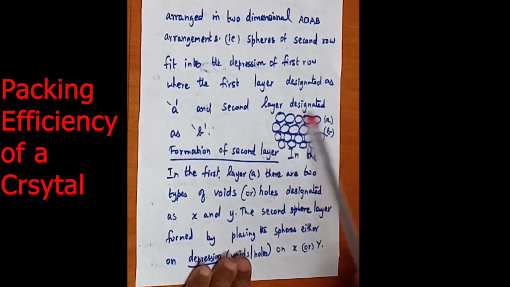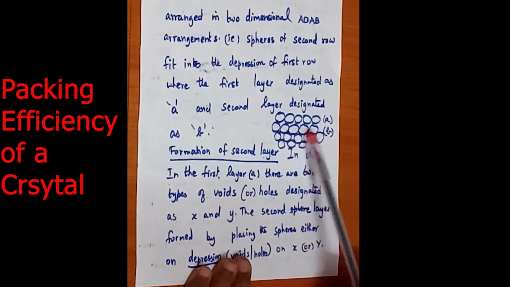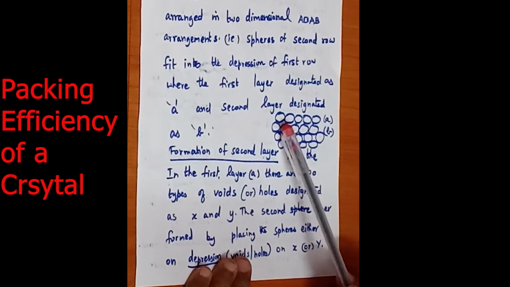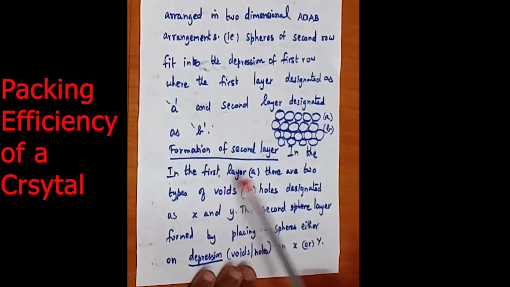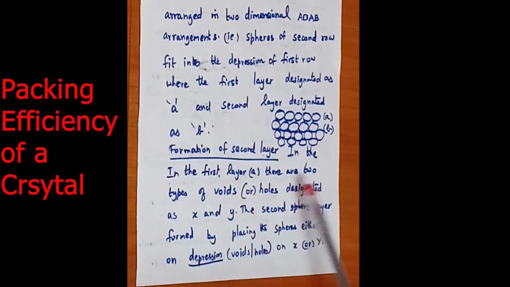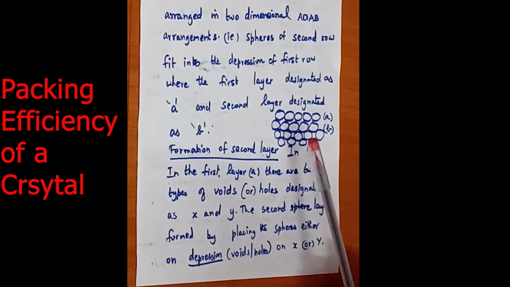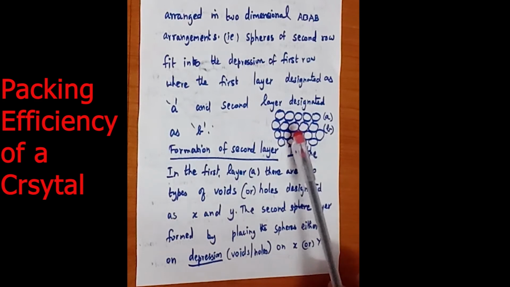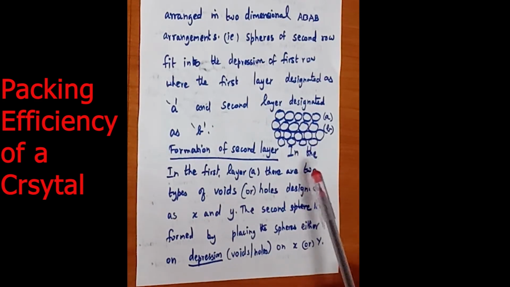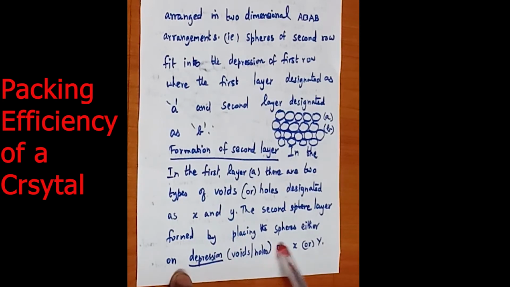Right? So the first layer arrangement of atoms is called A, and the second row arrangement of atoms is called B. The second layer atoms are arranged in such a way that they fit into the depression, the space between two atoms. In the first layer there are holes or voids, designated as X and Y. So the second layer is formed by placing the spheres.